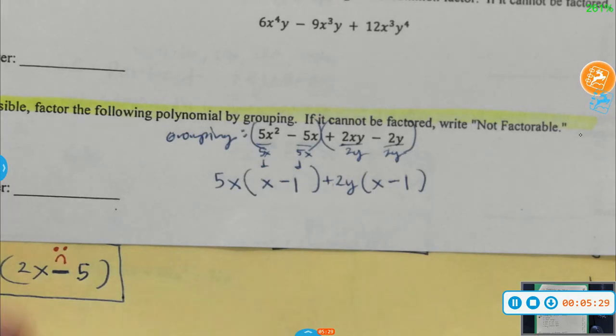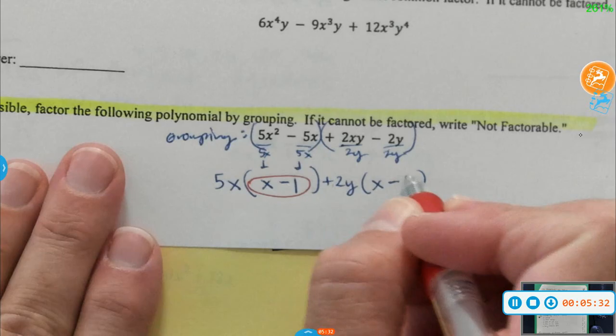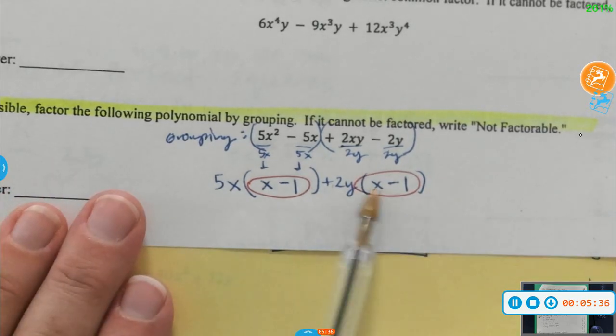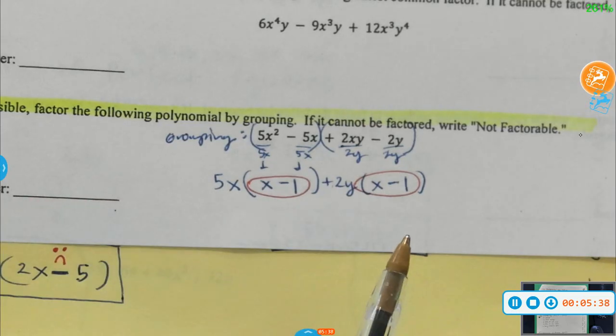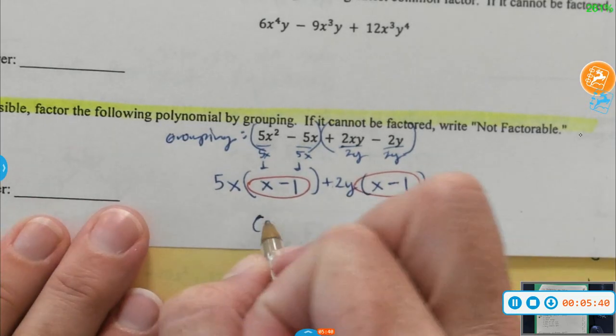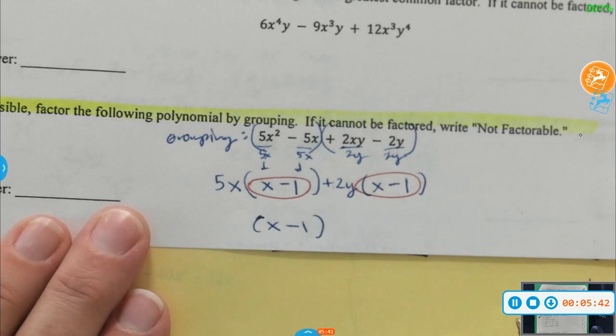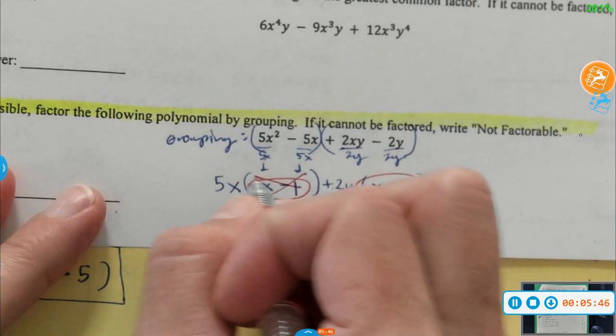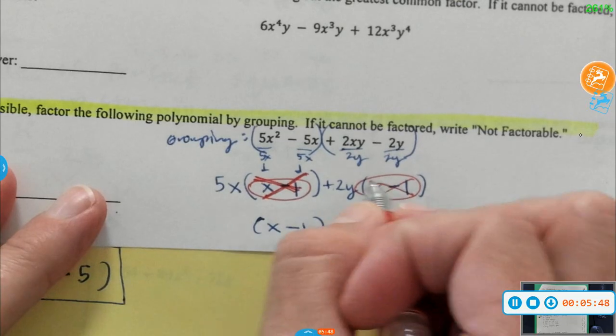The way that I know is that my parentheses match up. So here's the next step for factor by grouping. Take this parentheses out one time. So take it out once, x minus 1. You're going to cross it out twice. So you cross it out here, and you cross it out here.